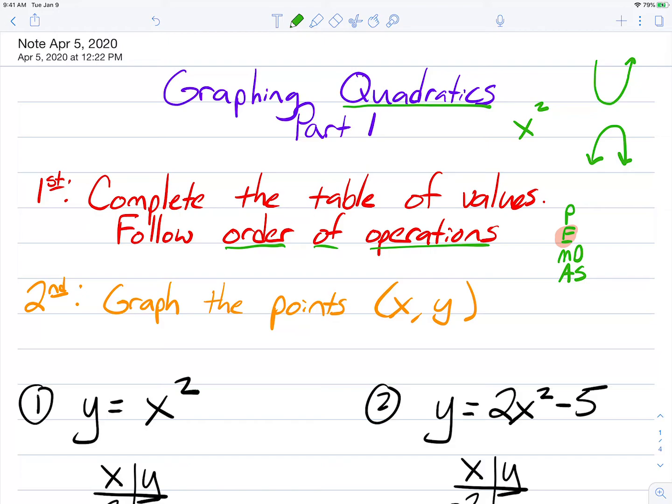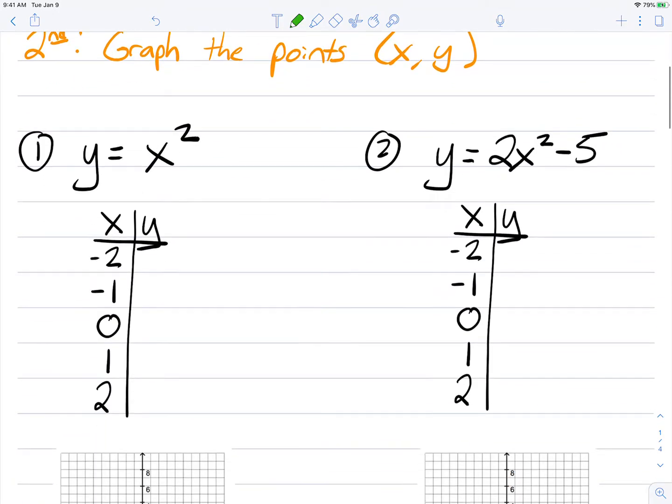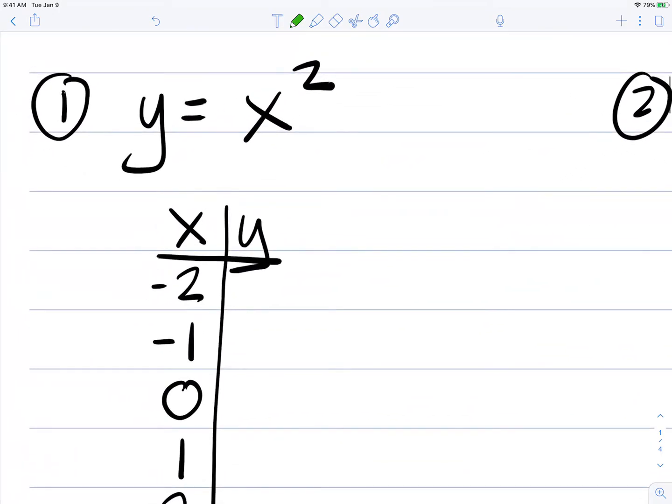Now, while your worksheet has the tables and a graph, if you can't print it, that's completely fine. You are going to write your table of values on your piece of binder paper, and then you're just going to sketch your graph. Sketching it is absolutely acceptable. If you want to print some graph paper, there's always free graph paper you can find online, but sketching it will be just fine. So for problem number 1, our equation is y equals x squared.